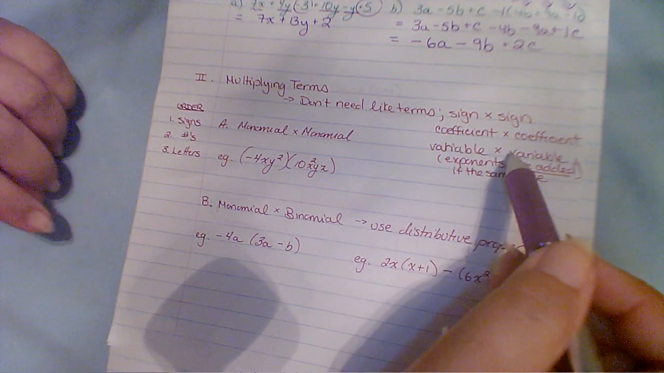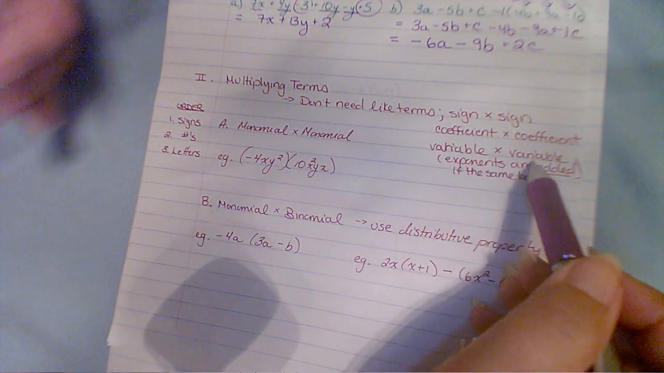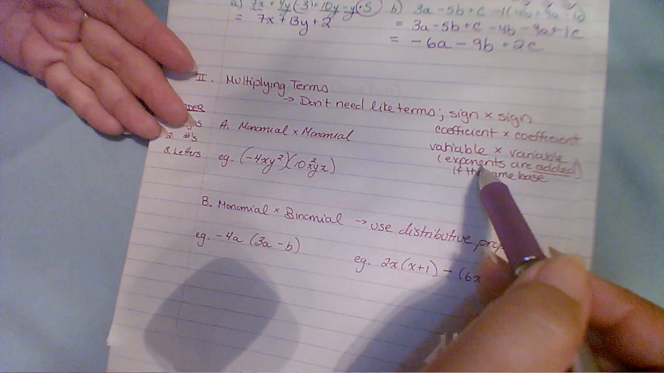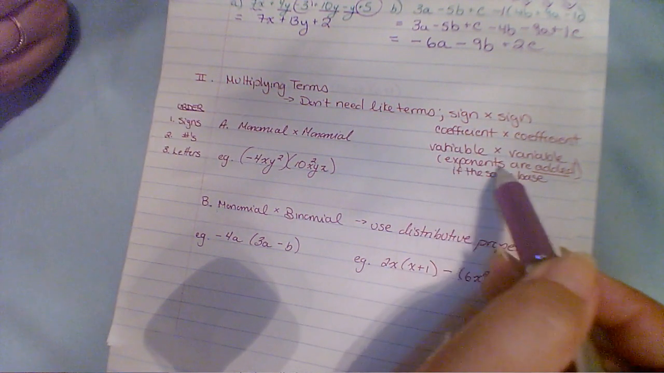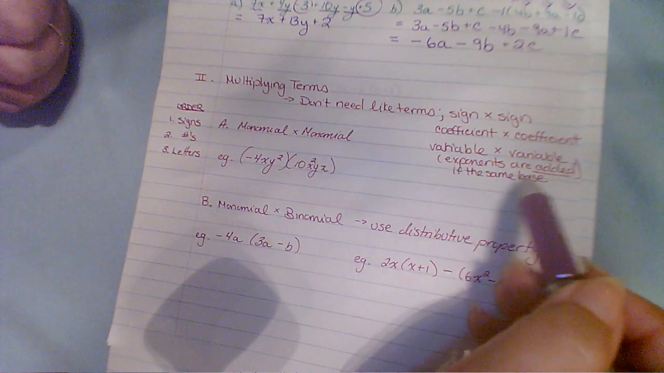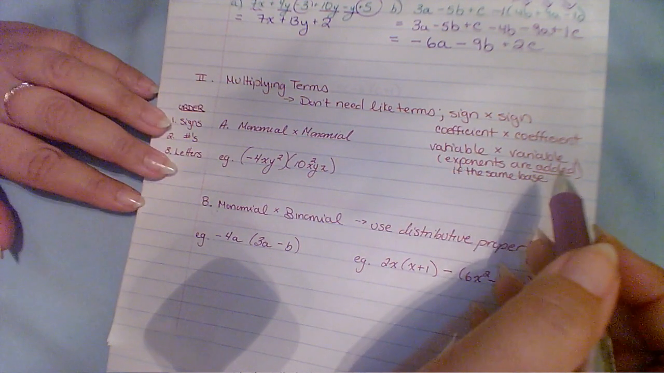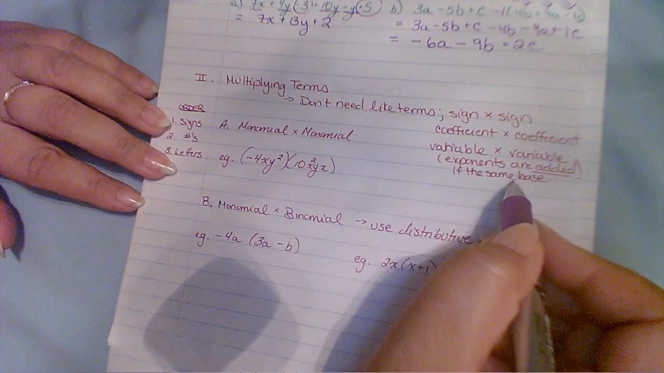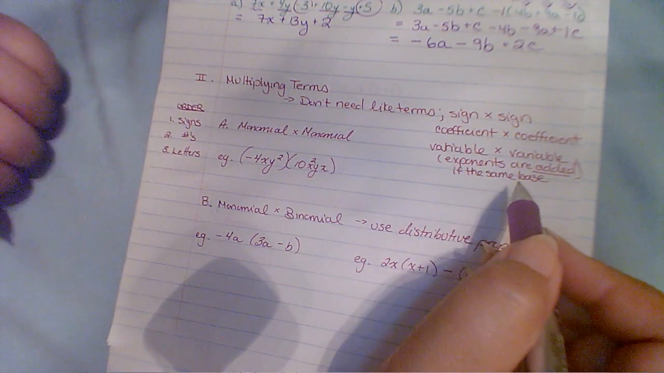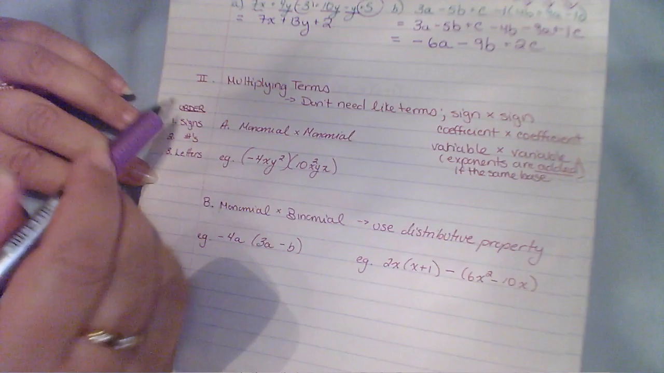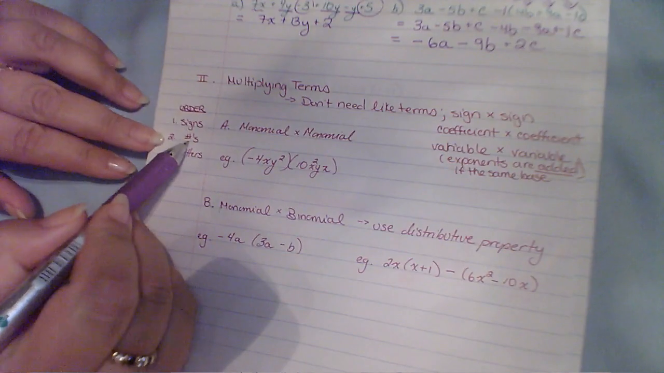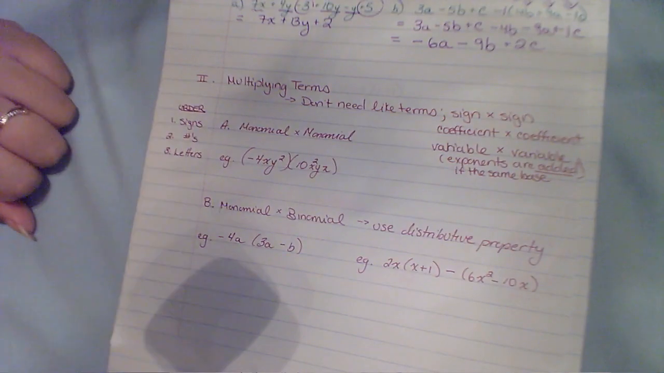The variables do not need to match. Now, if the variables are the same, so an x times an x or a y times a y, the exponents now will be added together in order to come up with your final exponent on that letter in the end. So you add exponents on the same variables, the same letters. So again, the order is always signs, numbers, letters whenever you're multiplying.